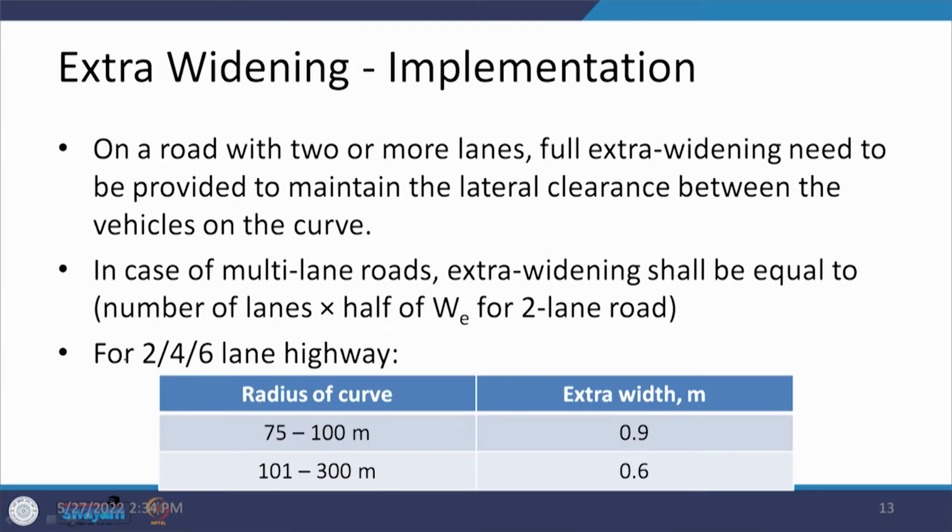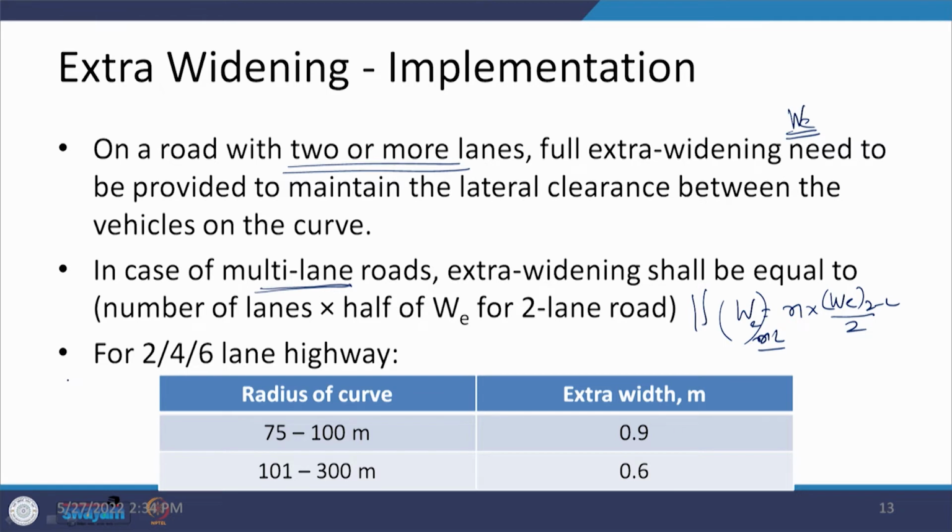Then if you have a road which has 2 or more lanes, how are we going to talk about it? Full extra widening needs to be provided to maintain the lateral clearance between the vehicles on the curves. So, that means the total value of We is to be provided. When we are talking about a multi-lane system, how we calculate this value of We is what is defined here. What it says is that it is nothing but the number of lanes multiplied by the We for a 2-lane road, and half of it is what we are going to provide for a multi-lane system. So, that is the way we are going to calculate the values.